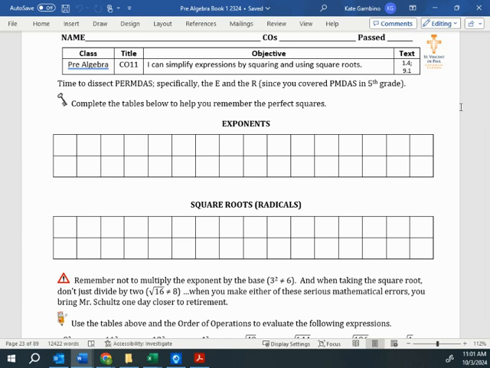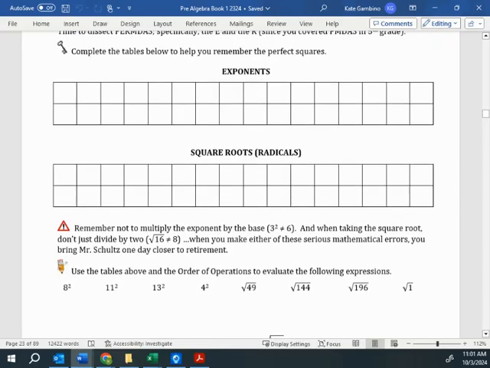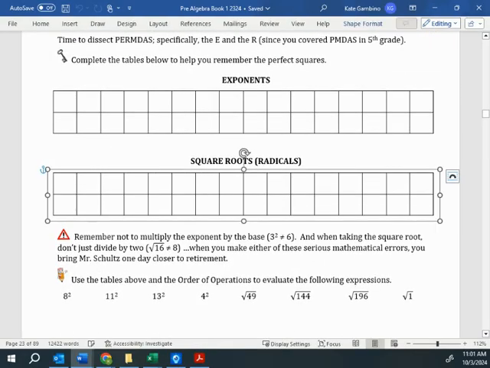So if we weren't sure on yesterday's objective, if there were exponents and you weren't sure what to do, we're going to be really working on that today. So, time to dissect that PERMDAS, specifically the E and the R. Okay, so it's not PEMDAS, it's PERMDAS. Last year you didn't work a lot with exponents and radicals, so we're going to do it today.